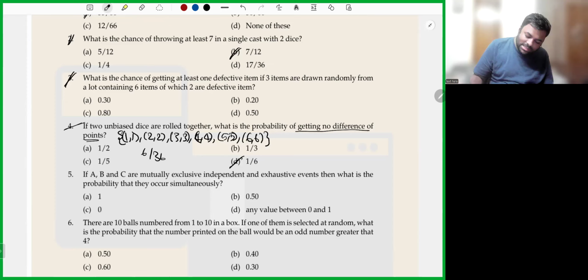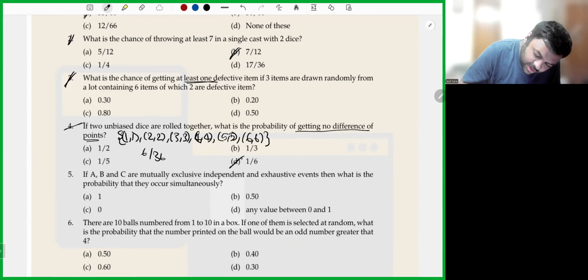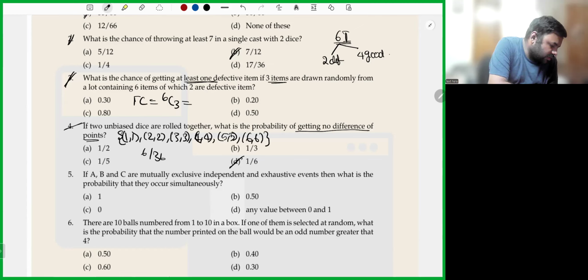Next. What is the chance of getting at least 1 defective item if 3 items are drawn randomly from a lot containing 6 items, of which 2 are defective? See here, my dear friends. 6 items are there. In this, 2 are defective. Means can I say 4 are good? Yes, sir. Now, first total cases. You are selecting 3 items. How will you select 3 items from 6 items? 6C3. Now, what is 6C3? 6 into 5 into 4 divided by 3 factorial, which is 20.